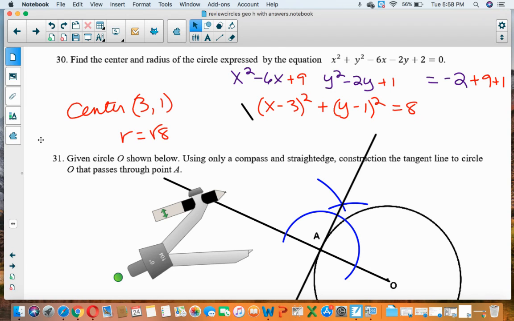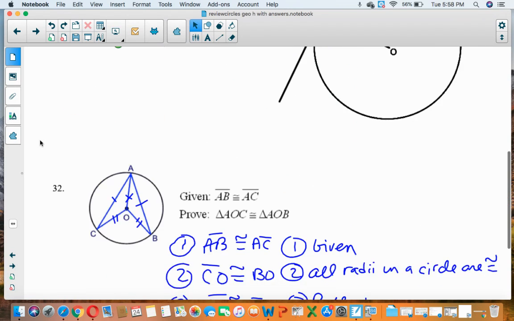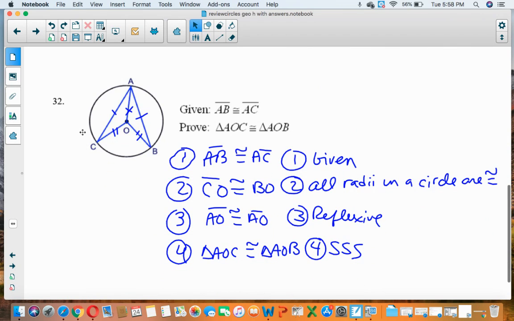Number 31, I said that you can skip. We didn't have to do that. That was lesson 11 that we didn't do. And this is just a really simple, easy proof of triangles. So I need to prove that these triangles are congruent. Basically, AB is congruent to AC from the given. CO and BO are both congruent because they are radii in a circle. And AO is congruent to AO because it's reflexive. Therefore, my triangles are congruent by side, side, side.